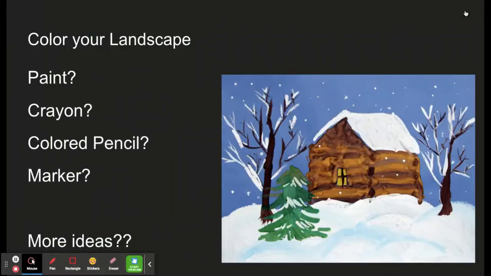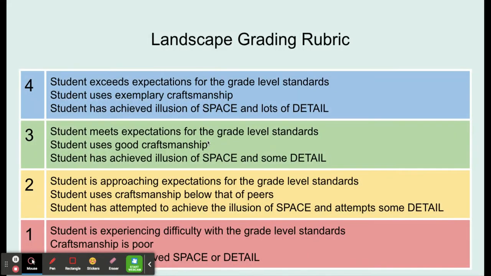Okay, now as we talk about grading, I am looking for you to always give me that great craftsmanship. And I'm looking for you to create the illusion of space with lots of detail. So I'm looking for you to make sure that you give me closer objects that are larger and farther away objects that are smaller. And make sure that you add some details in there. Happy art making!